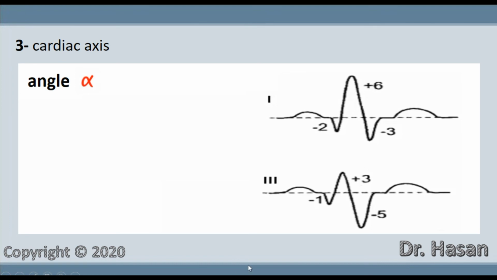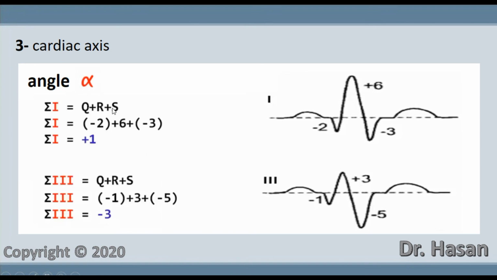Look, Q plus R plus S: minus 2 plus 6 plus minus 3 is equal to plus 1. And here, the same way. As a result, we get two results. The sum of the waves of the first lead is equal to plus 1, and the sum of the waves of the third lead is equal to minus 3.